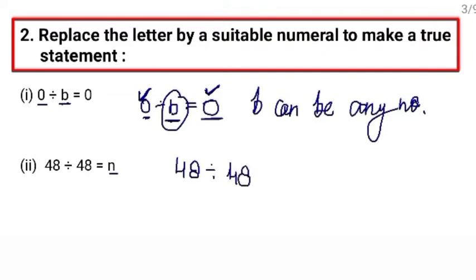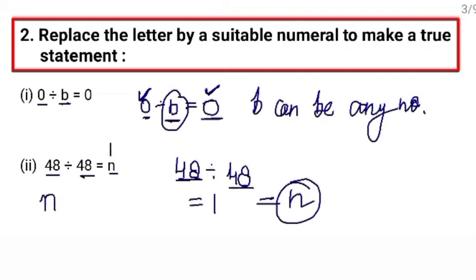Next, 48 divided by 48. When you divide a whole number by the same whole number, what do you get? You get 1. But here they said this is equal to n. So what should be n? जब हम 48 को 48 से divide करेंगे, so we will get 1. So n is equal to 1. Right?